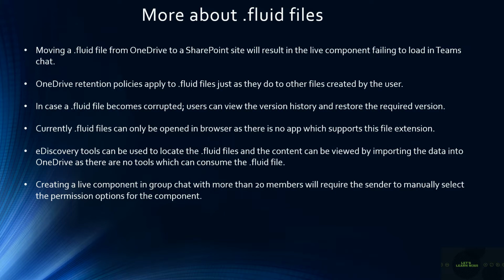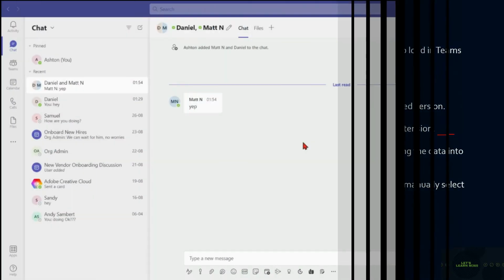As of now, there is no tool which can consume .fluid files. Therefore, you need to upload them to OneDrive in order to view their content. Further, you can use eDiscovery to locate the fluid files in a OneDrive account. Lastly, creating a component in the group chat which has more than 20 members requires you to manually select the permission for the component. Alright, now I'll show you how exactly you can use loop components in Teams.